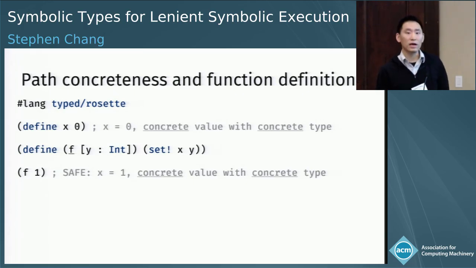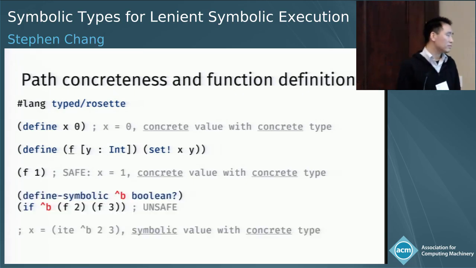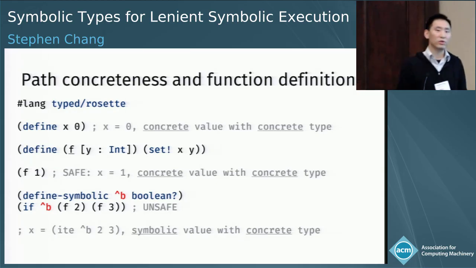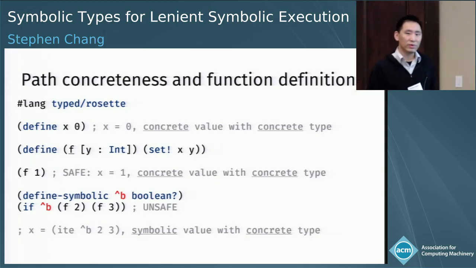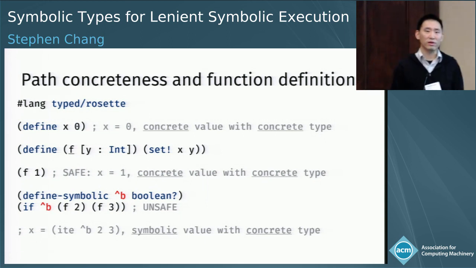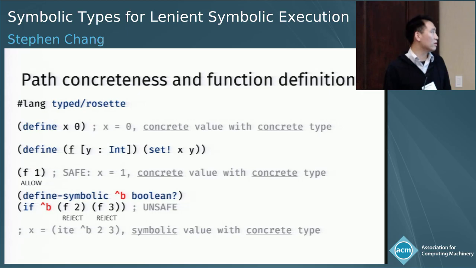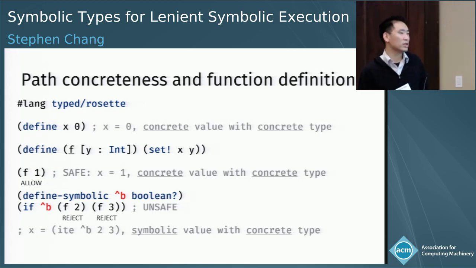because x is still bound to a concrete value. But if, like before, I call it in a symbolic path, then now again it becomes bound to a symbolic value and has a concrete type, which is unsafe. And so the interesting part is that now it matters where I call the function rather than where the set expression is. And so we need to add a little bit of context sensitivity to our type system as well, because we want to allow some cases, but we want to reject other cases.